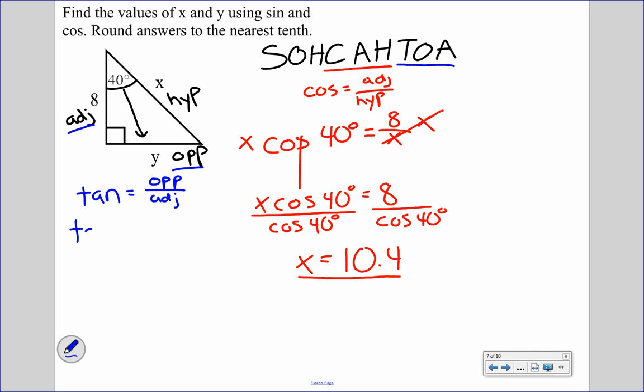So the tangent of 40 degrees, our angle, equals our opposite side, which in this case is y, over our adjacent, which is 8. Now to solve for y, we can simply multiply both sides by 8, and we can put 8 times the tangent of 40 degrees in our calculator, and we get roughly 6.7 equals our y value.